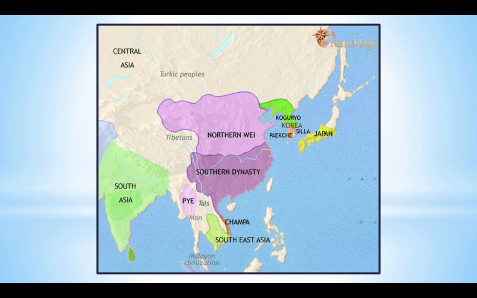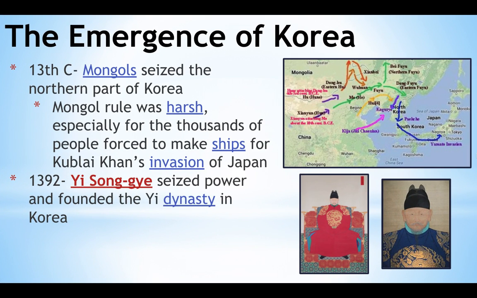So this right here shows the extent of the three kingdoms. You can see where they're at, and you can see obviously Japan, and then China here. All right, so in the 13th century, the Mongols seized the northern part of Korea, and Mongol rule was harsh, especially for thousands of people who were forced to make ships for Kublai Khan's invasion of Japan, which we just learned went very poorly, thanks to a typhoon. And then in 1392, Yi Songgye seized power and founded the Yi dynasty in Korea, and he became emperor.